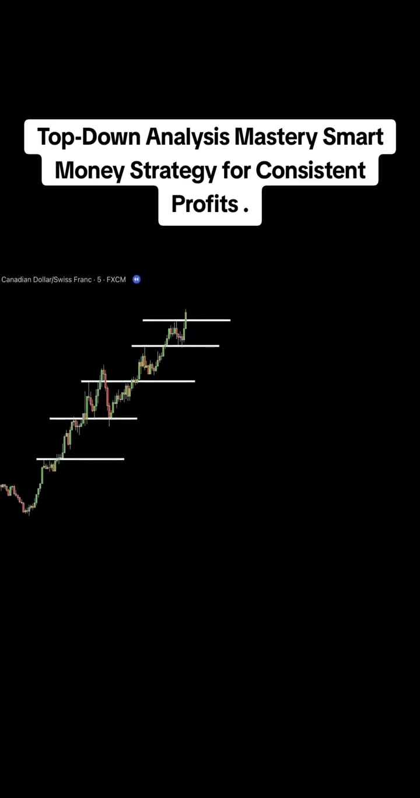Let's take a look at the Canadian dollar Swiss franc 5-minute chart. Here we see the market trending up strongly, breaking through resistance levels that then turn into support. It's tempting to think this upward trend will continue, so we might feel like jumping in for a buy trade. But let's check the 1-hour chart before we commit.